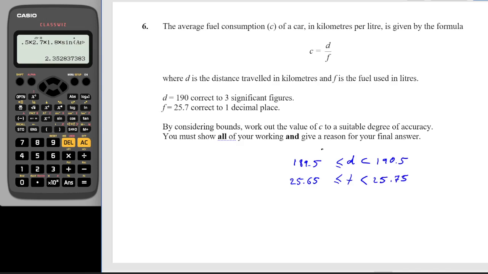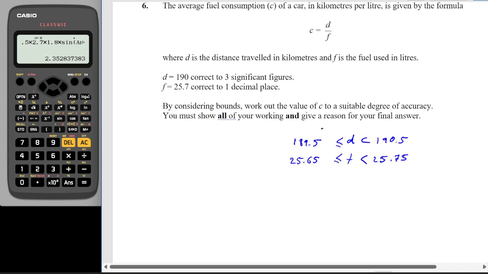Right, so I'm going to work out the largest it could be and the smallest it could be, and then I'm going to look at what they round to. And looking at what they round to will give me my suitable degree of accuracy. So it's going to be whichever number they both round to.